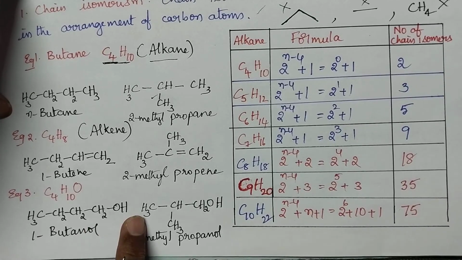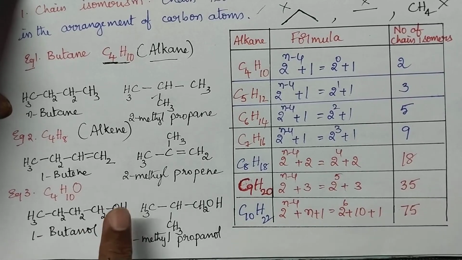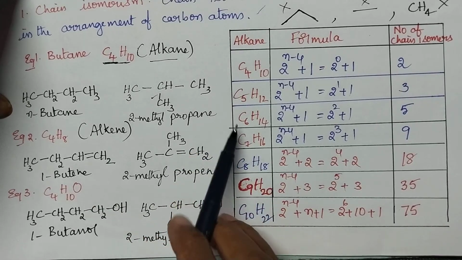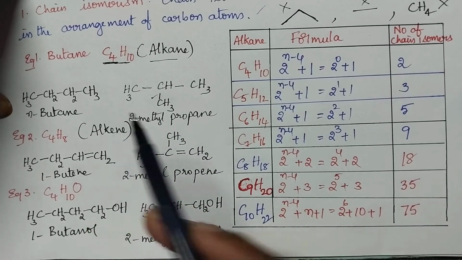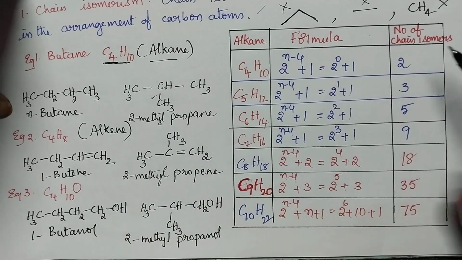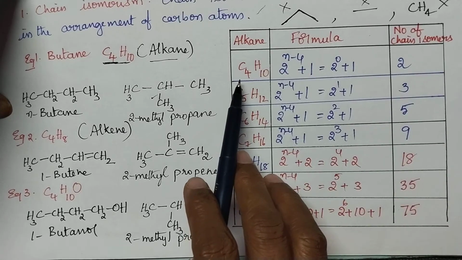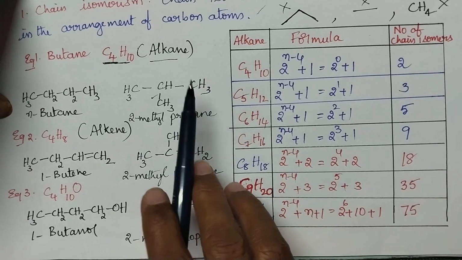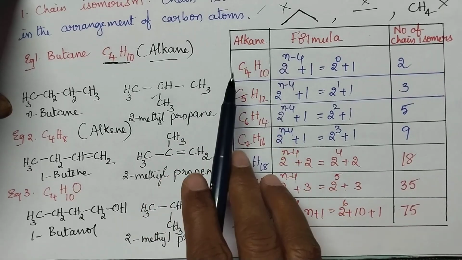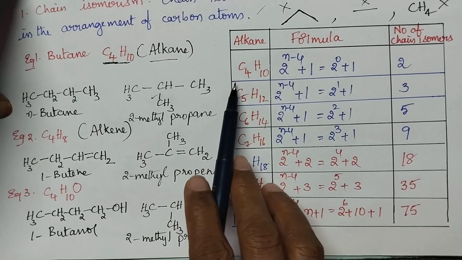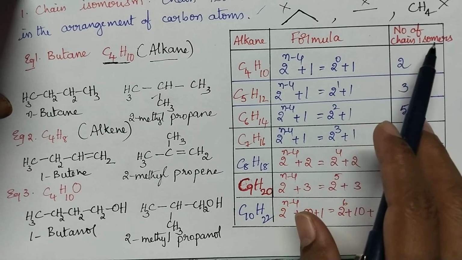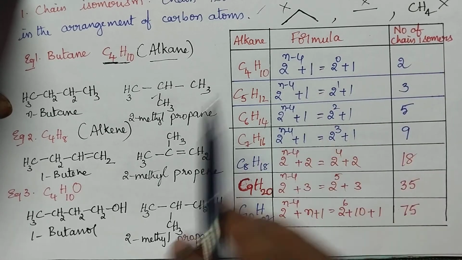Is it clear about the chain isomerism? Remember that depending upon the number of carbon atoms present in the given alkanes, it is possible to write the number of chain isomers. The starting alkane is butane, that is C4H10. In the case of alkanes, by knowing the number of carbon atoms present in the given compound, we can write the number of chain isomers by using the formula.